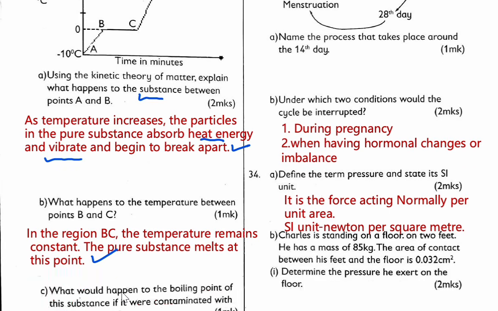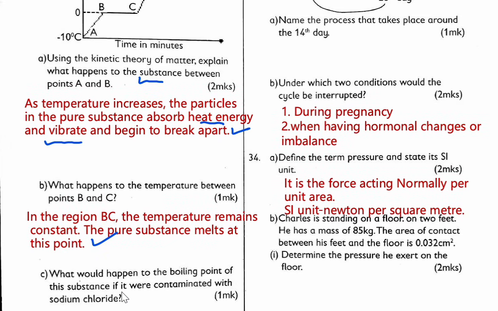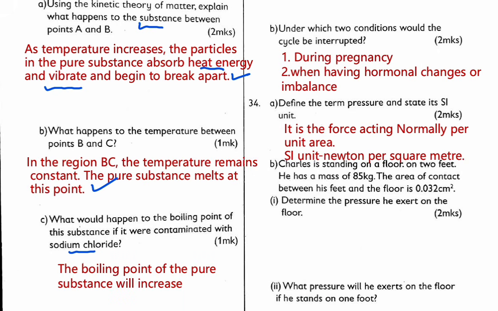Part C. What would happen to the boiling point of this substance if it were contaminated with sodium chloride? So this means that you're going to add impurities. Remember, you're talking about a pure substance. So if you're going to add sodium chloride, then you're adding impurities. Remember that impurities lower the melting point and increase the boiling point. So the question is asking about what will happen to the boiling point. So we're going to say the boiling point of the pure substance will increase, and therefore we get 1 mark.